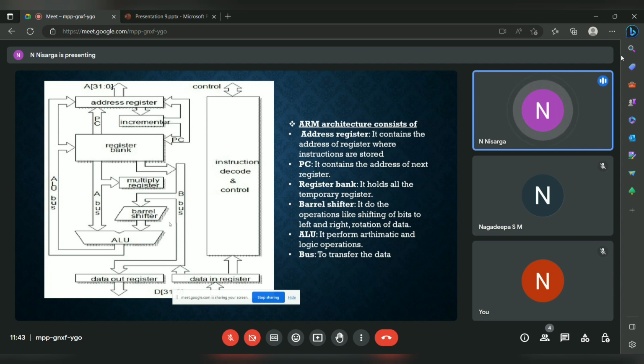This is all about the ARM architecture. There are many advantages in ARM architecture, like its low power consumption and small size, which make it better than other processors like Intel, etc. And this is all about the ARM processor. Thank you.